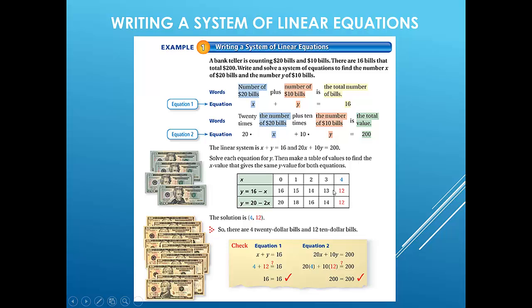You will now notice that we get 12 for both of our equations when x is equal to 4. So our solution is going to be 4, 12. We then know that there are 4 $20 bills because x was the $20 bills, and since y stood for the $10 bills, there are 12 $10 bills.